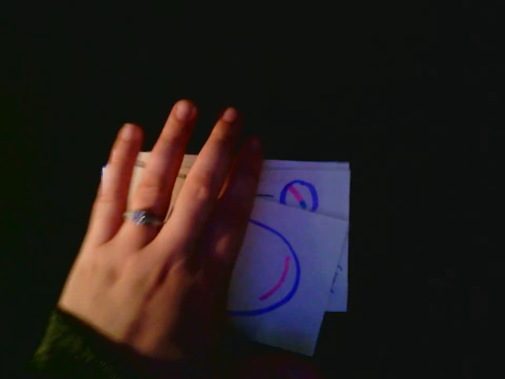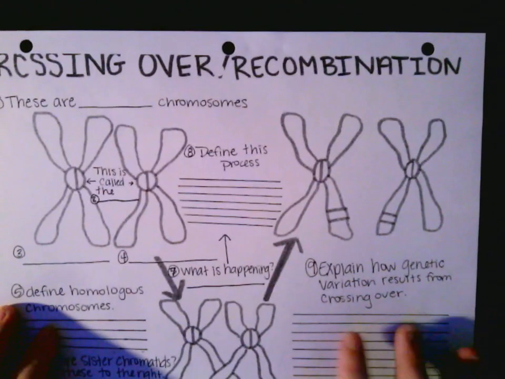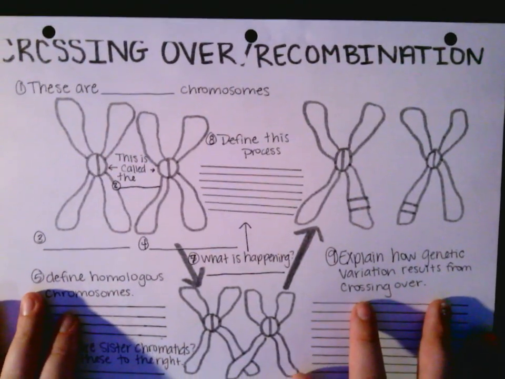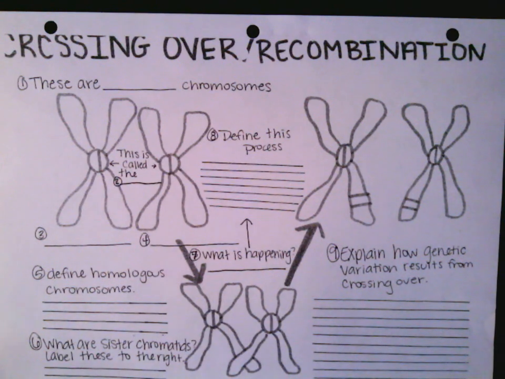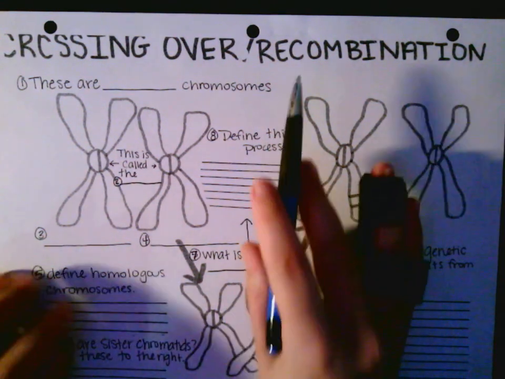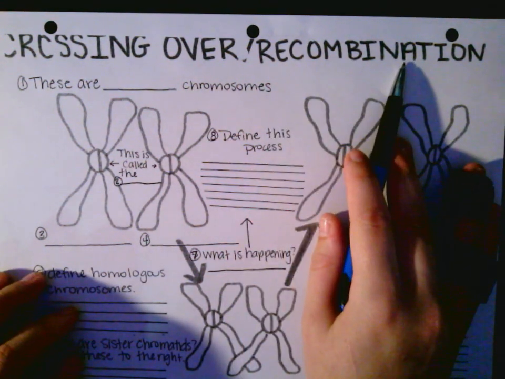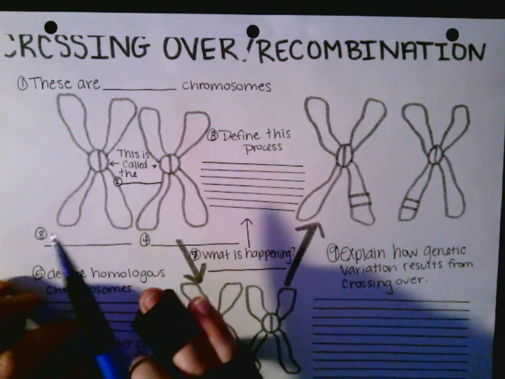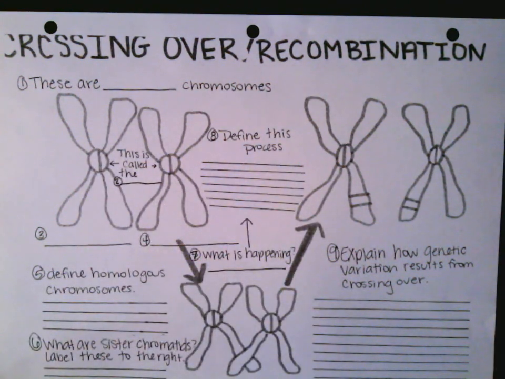So what we want to do today is we're going to fill out this graphic organizer that highlights what the crossing over process is. It's important to know that crossing over is also called genetic recombination, which just means that we're changing the order of things within those chromosomes.